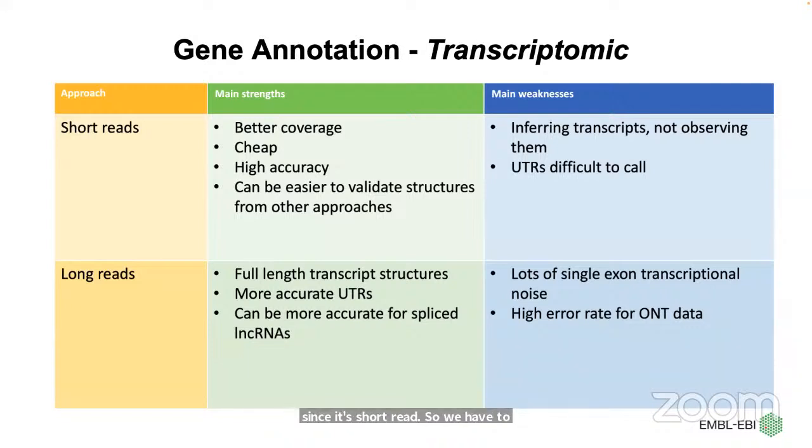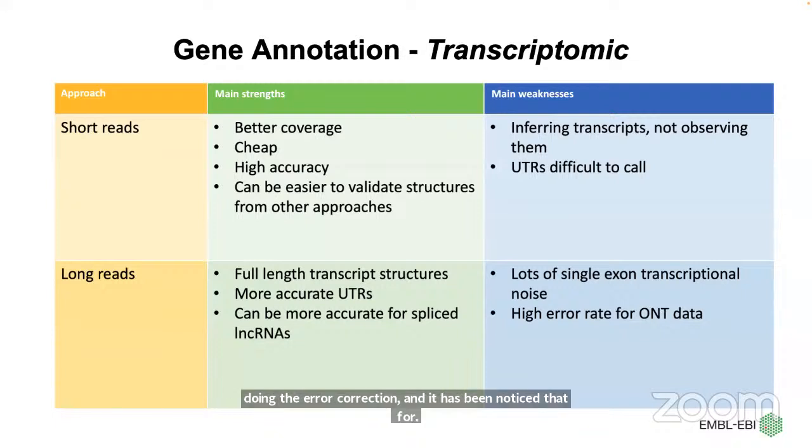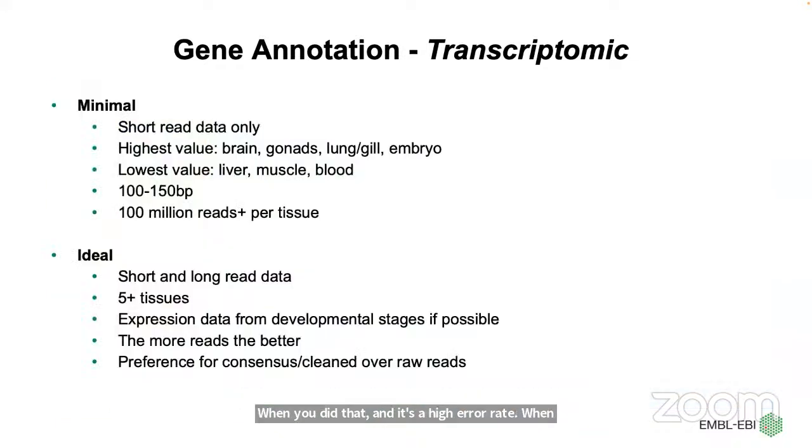For long reads, it gives you the full-length transcript structure. They are more accurate in identifying the untranslated regions, and they can be more accurate for spliced long non-coding RNAs. But in long reads, there could be lots of single exon transcription noise, which we handle while doing the error correction. And it has been noticed that for ONT data, there is a high error rate when we use them. So there is some sort of minimal requirement if you want to have good evidence from the transcriptomic data.